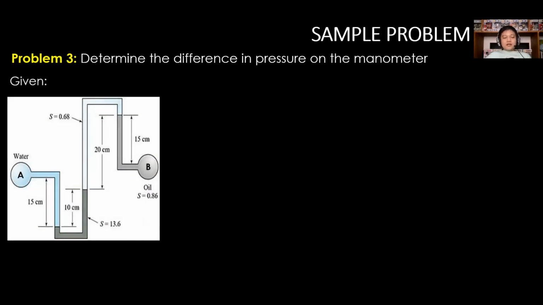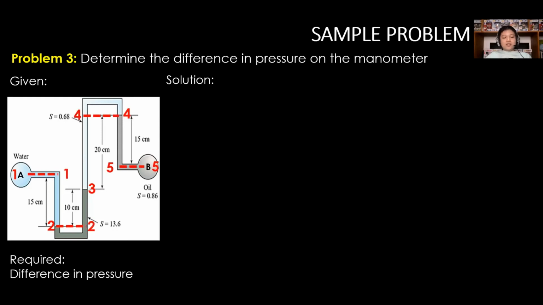So let's take the third sample problem. So we are given a differential type manometer, and we are tasked to identify the difference in pressure. It is either PA minus PB or PB minus PA. So for the solution, number in series is starting at A, or you may opt to select B as well, until the last point.